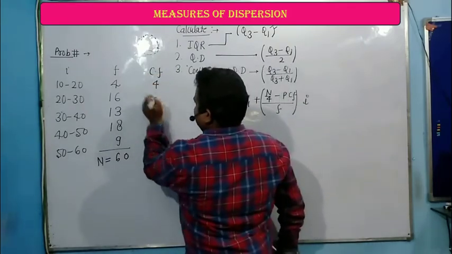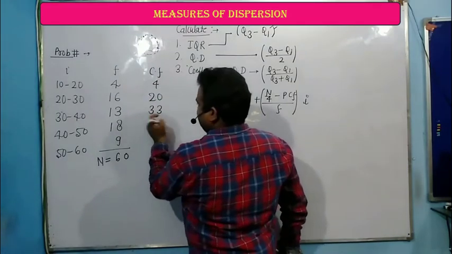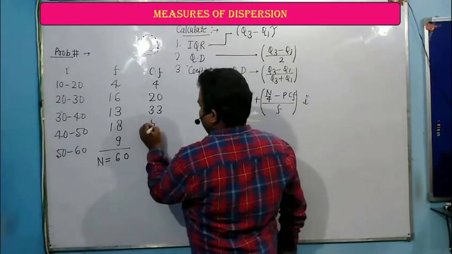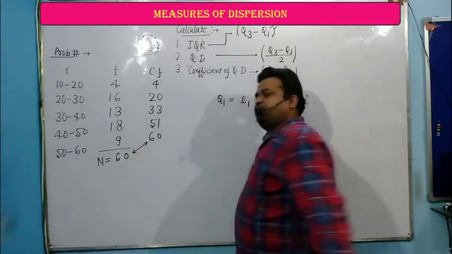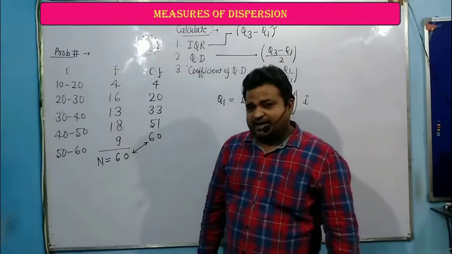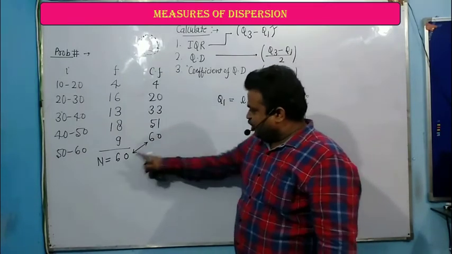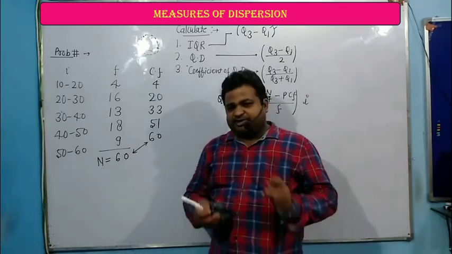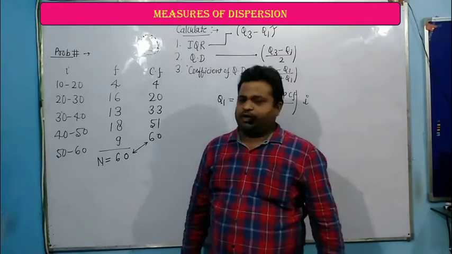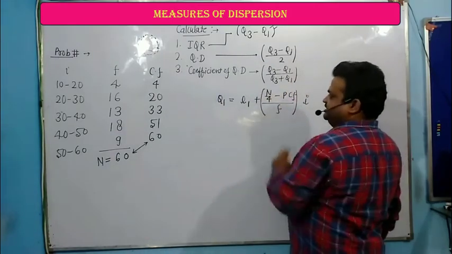So this 4 remains the same. 4 plus 16 comes 20, 20 plus 13 gives 33, 33 plus 18 gives 51, and 51 plus 9 gives 60. You make sure that these two values remain the same. It means that there is no error from your side. If this value is not equal to this value, please check your cumulative frequency for any mistake. Okay, now once this value is equal, calculate the deciding parameter.